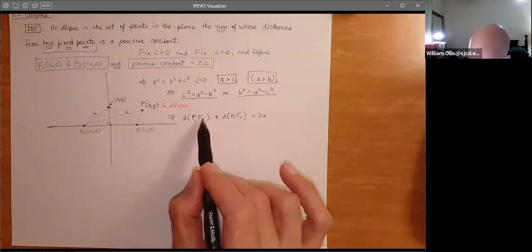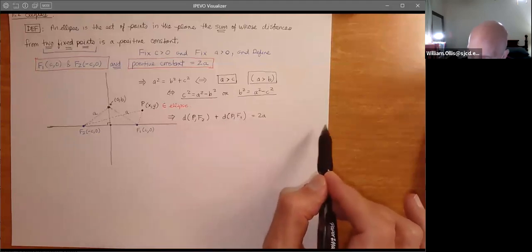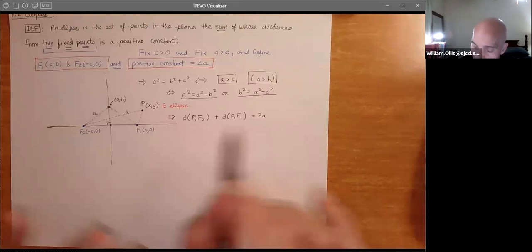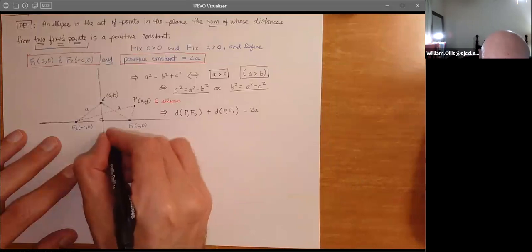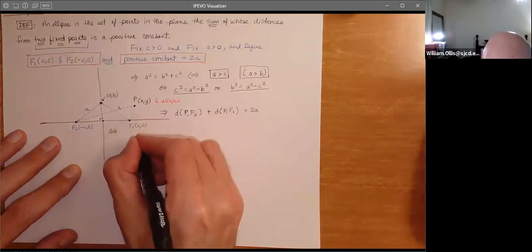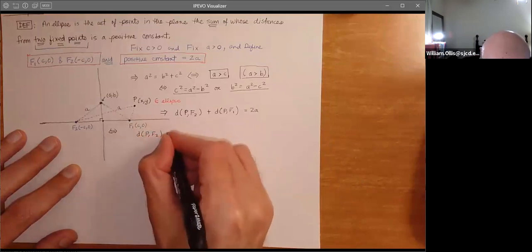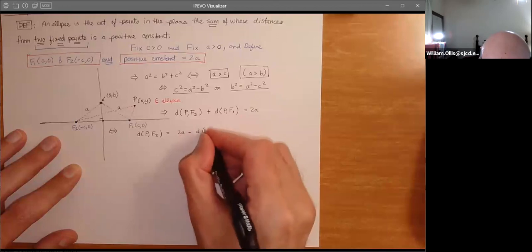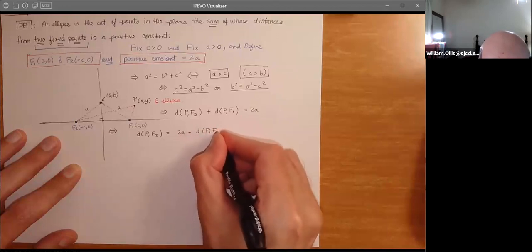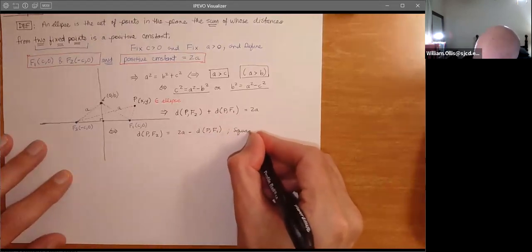So if you look at this, you're thinking, if I isolate maybe this one, take this over and square, I can get rid of some radicals. So let's just do this symbolically for now. The idea is that when we need to, we'll fill in all the details with the coordinates. So equivalently, the distance between P and F2 equals 2a minus the distance between P and F1. Okay? So now let's square, and then we'll fill in all the details.